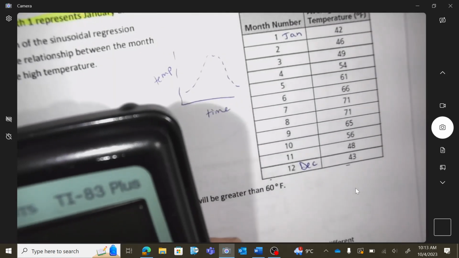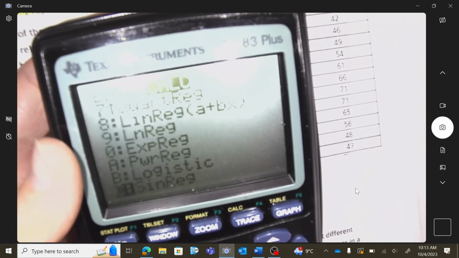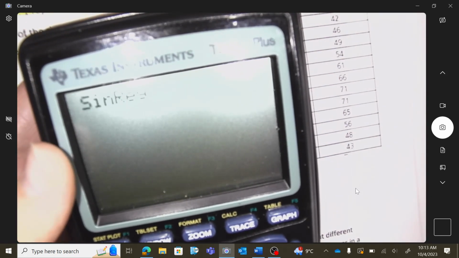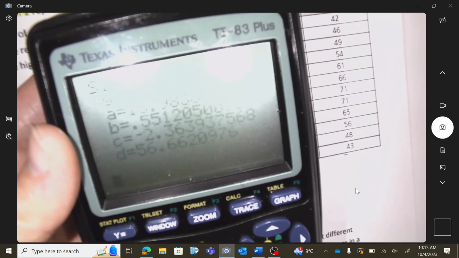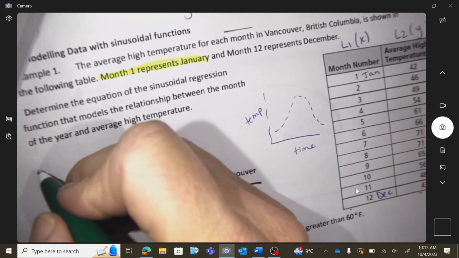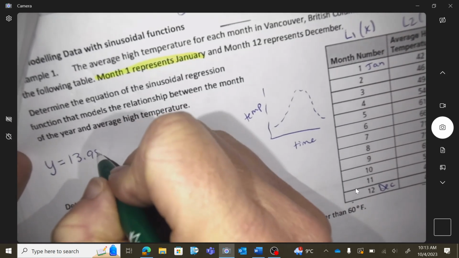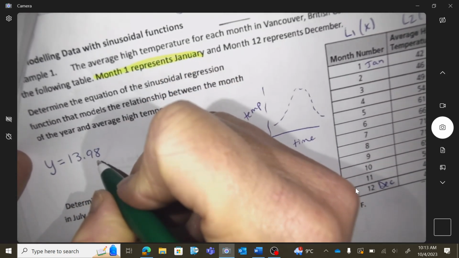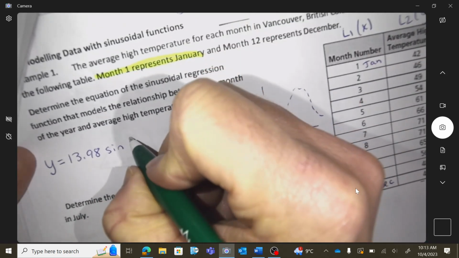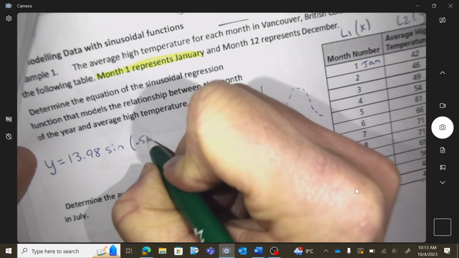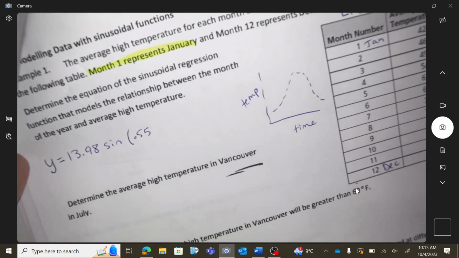Okay, we're going to stat. We're going to calculate. And then the very bottom, right? Wait, which one is it? Stat calc, and then it's the very last one. Do you see it? It says sine regression. Yeah. Is it always going to be sine? Yep. Because it's sinusoidal, and then they always just give us it in sine.